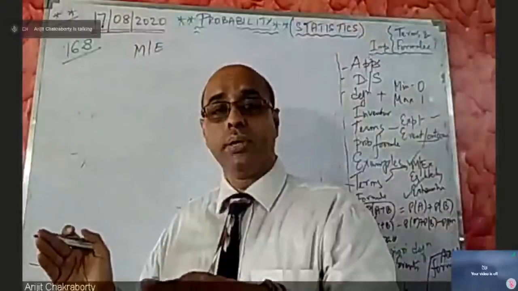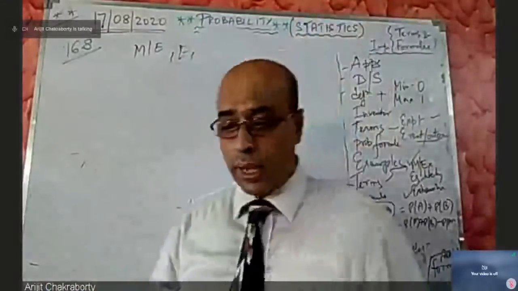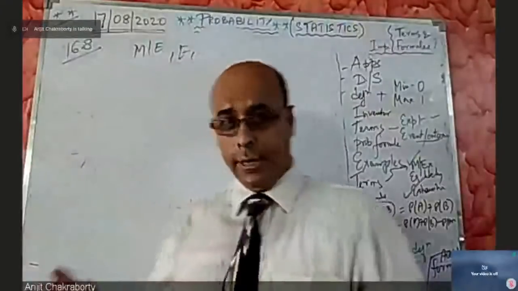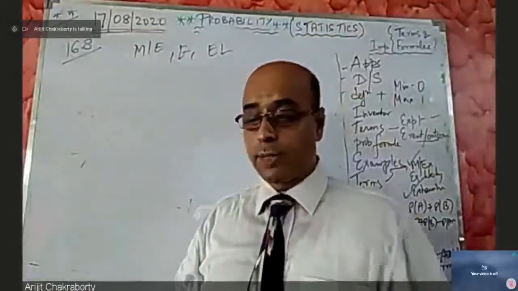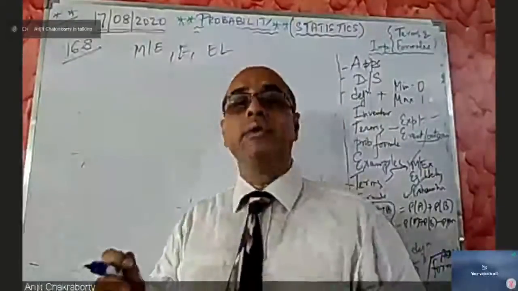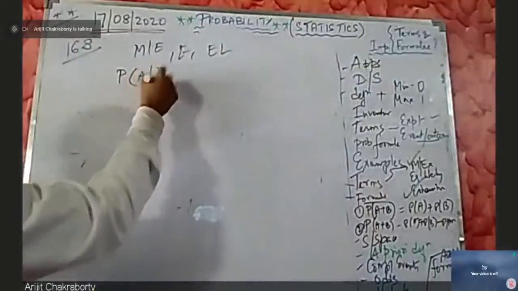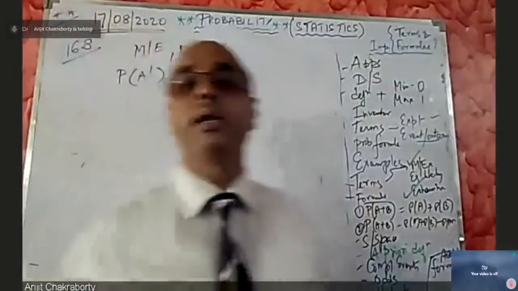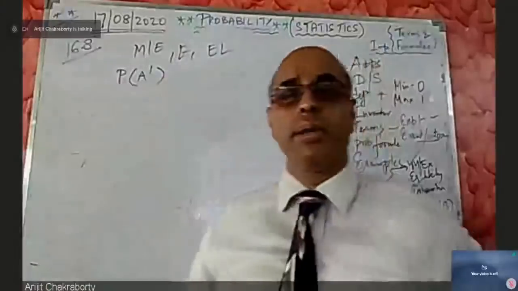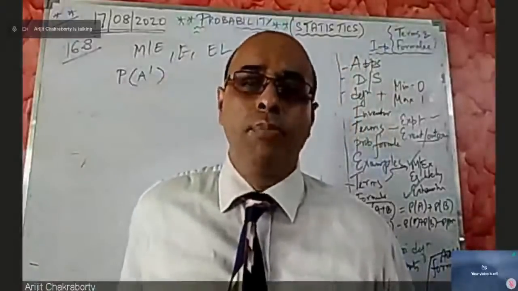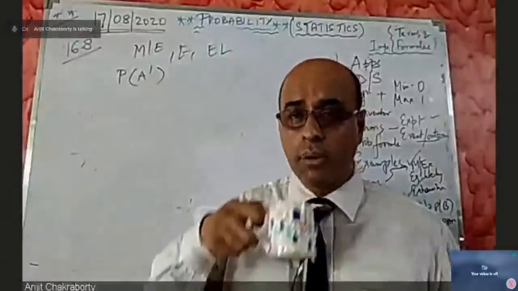They are exhaustive, which means together the probability is 1. So it is exhaustive also. And equally likely. What is the probability of the complementary event of A? So we know that the complementary event of A is called P(A dash). You have to find out P(A dash). Lovely problem. You have to find the probability of A dash, the complementary event of A. Well, fine. Please see the problem once again.